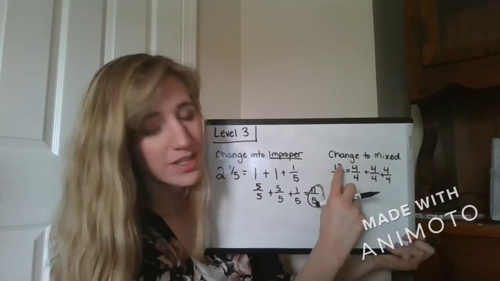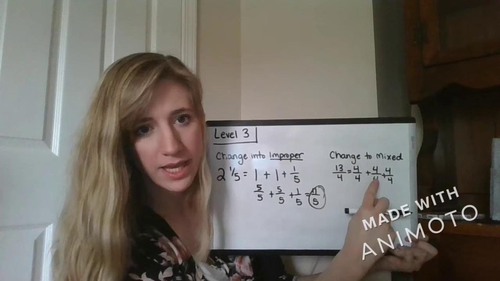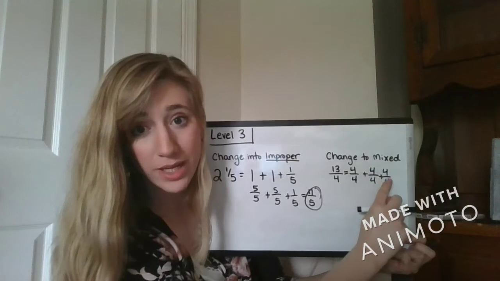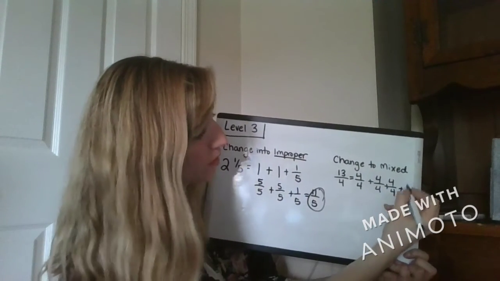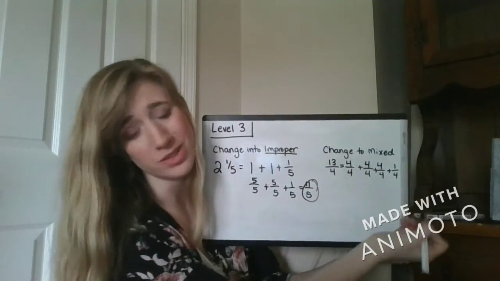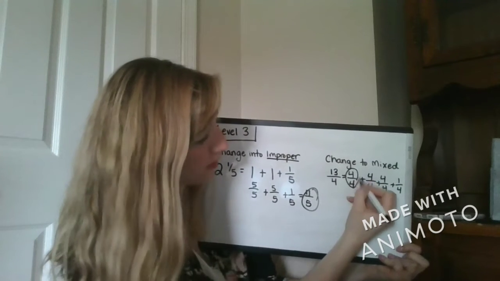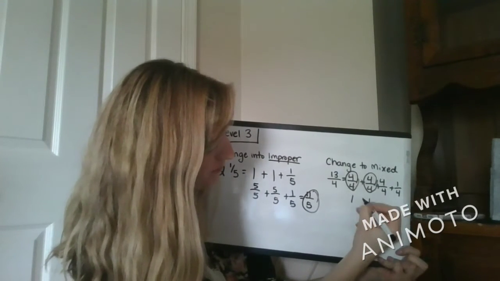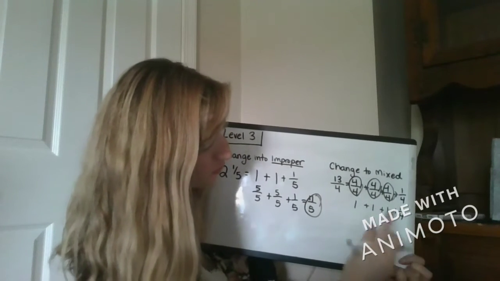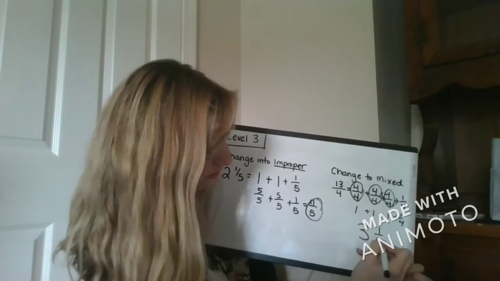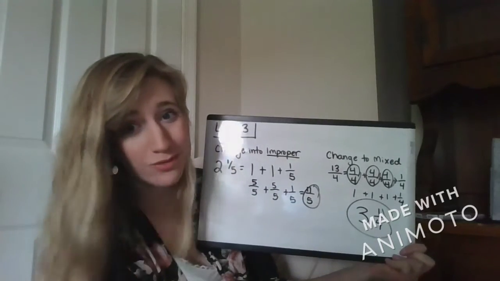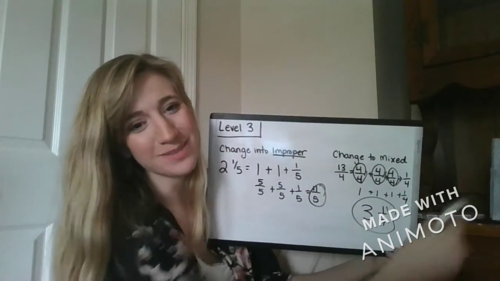I only have 13. So let's count how much we have so far. 4, 8, 12. How much more do I need to get back to 13? One more, right? Because one more gets me back to that 13 that I needed. So now you count how many whole numbers do I have and what's the fraction in the end. So this means I had 1. This means I had 1. This means I had 1, and I just have that 1/4. So 1 plus 1 plus 1, 3 and 1/4. So hopefully you got that. 11 fifths and 3 whole values and 1/4. So hopefully you got that. Here comes now level 4.